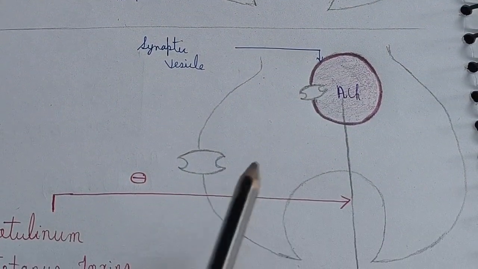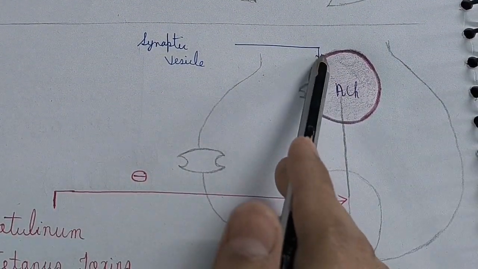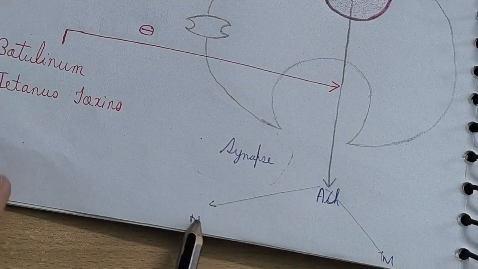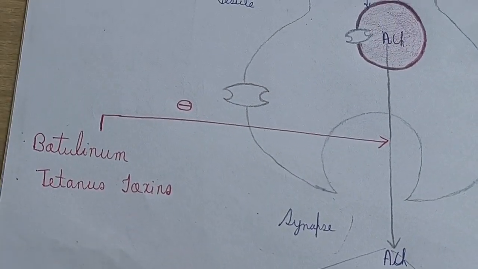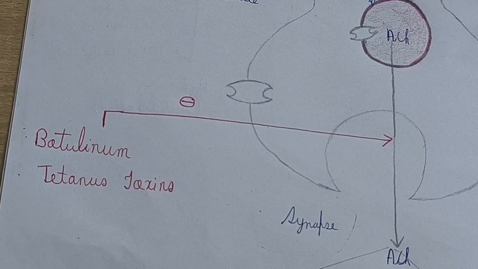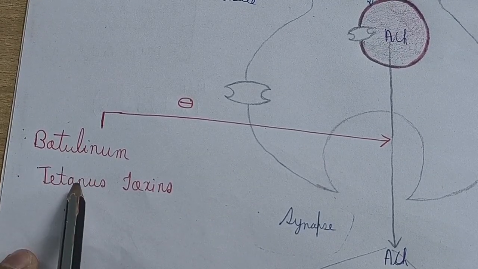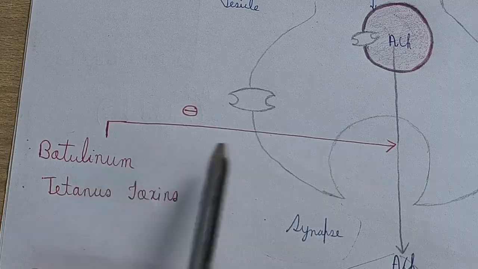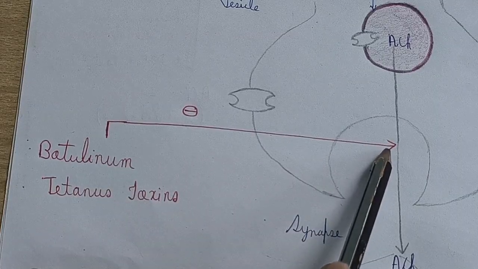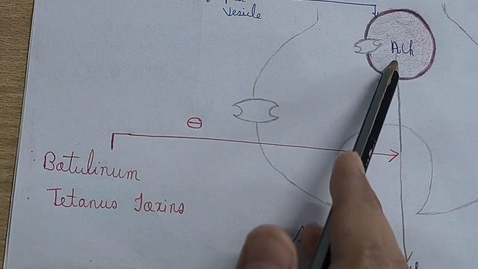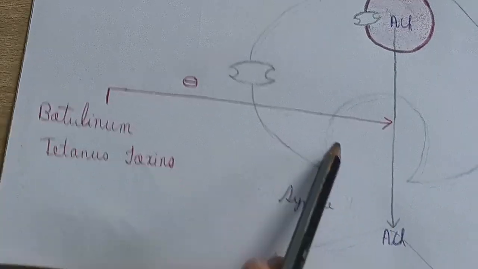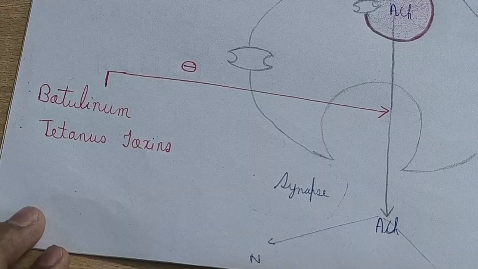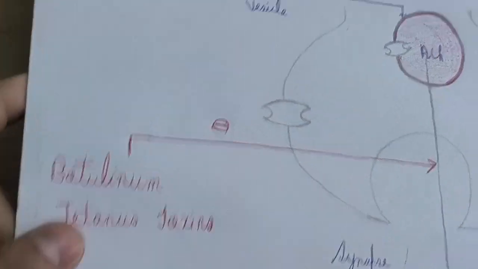Now as you already know, acetylcholine is stored in the synaptic vesicle and released into the synapse to bind the nicotinic and muscarinic receptors. There are two drugs, botulinum and tetanus toxins, that inhibit the release of this acetylcholine from the synaptic vesicle into the synapse. So automatically the binding of acetylcholine with nicotinic and muscarinic receptors is also prevented.